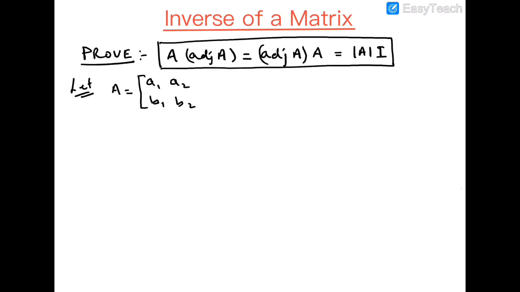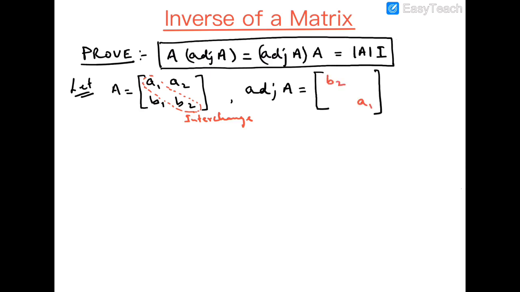Now find the adjoint of A, which we can do by interchanging a1 and b2. So write a1 in place of b2 and b2 in place of a1. Now change the signs for b1 and a2. So a2 will become minus a2 and b1 will become minus b1.